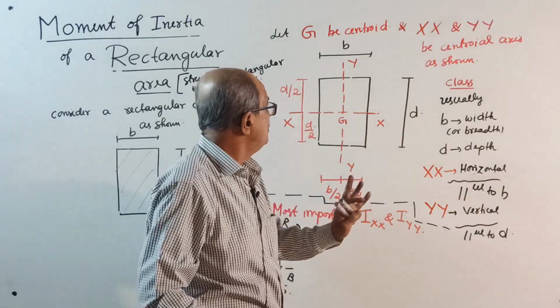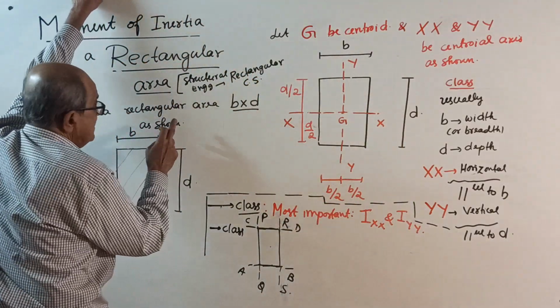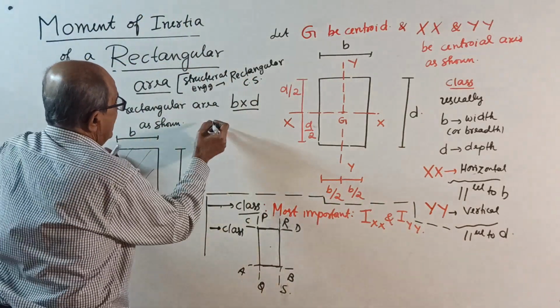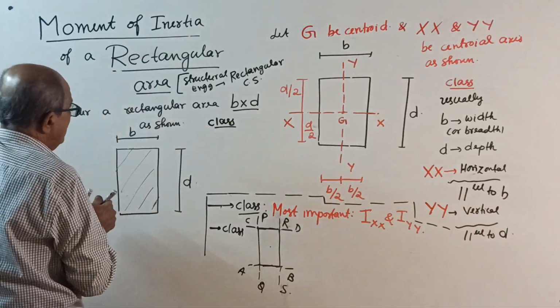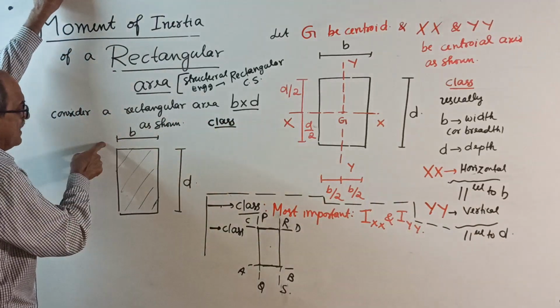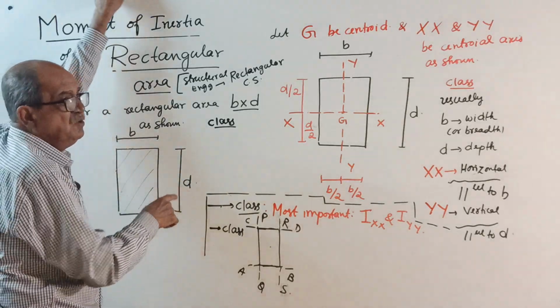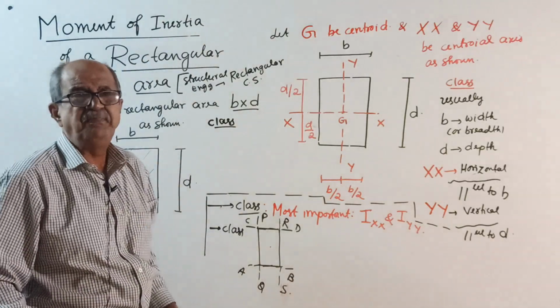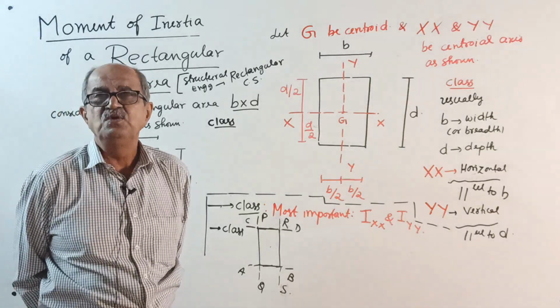So right now, don't worry too much. Rectangular area B by D. In some classes, I will dictate something. The most popular way is B you call breadth horizontally, D you call depth. Some people use capital D, I use small d, because for more than 40 years I have used small d.